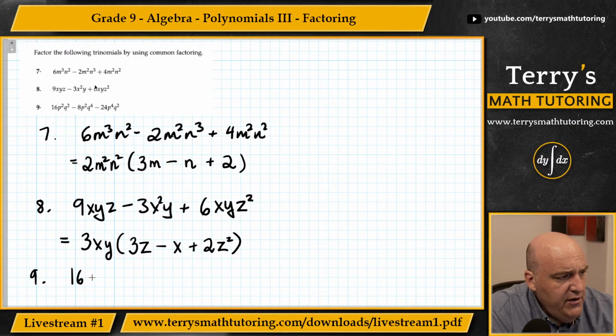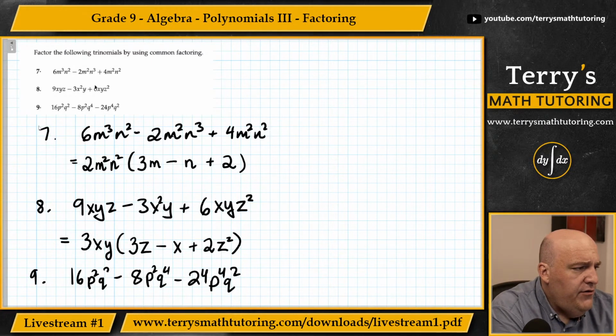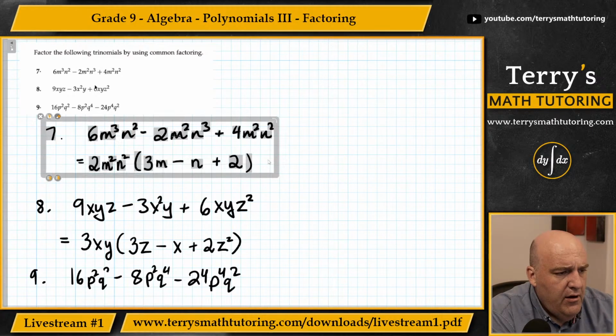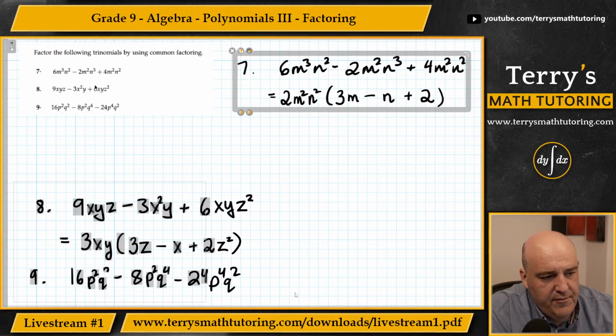So 16 p squared q squared minus 8 p squared q to the 4, 24 p to the 4 q squared. Just give me 1 second. I'm just going to move this up here maybe, and that'll give us a little bit more room.